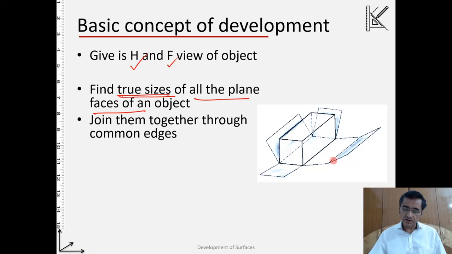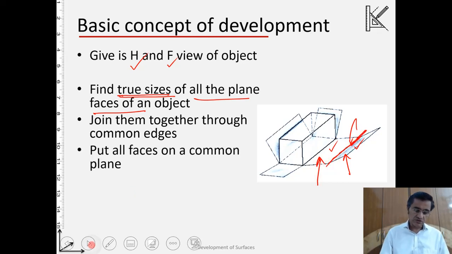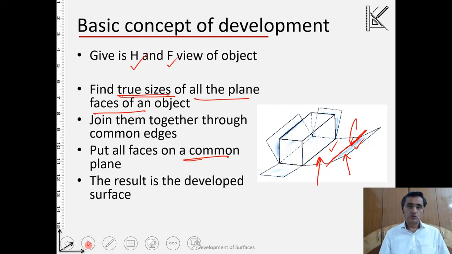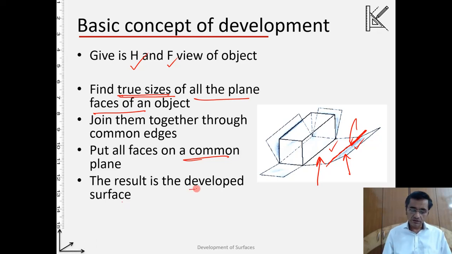So for example, here this line is the common edge between a surface here and another surface here. So once I am unfolding it, once I am developing it, I will join the plane here and the plane here about this line and so on. So they are the common edges, and yes, everything is being put onto a common plane as we have discussed. So what we get is the developed surface.